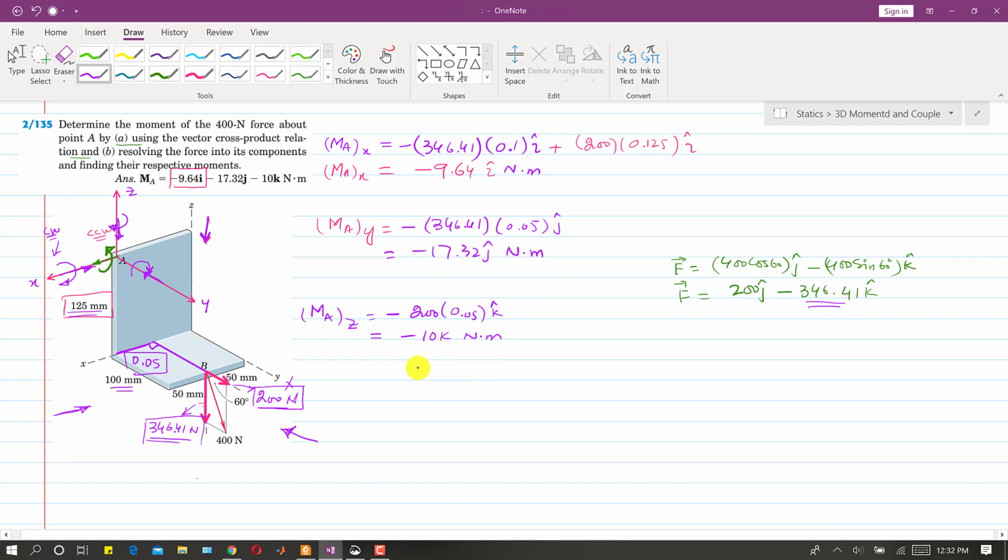So now if we write the total moment about A, the moment about A vector, this will be equal to minus 9.64 i, minus 17.32 j, and minus 10 k. So this is that same moment that we got by using the first method, that is the cross product method. So this is the solution of this problem.